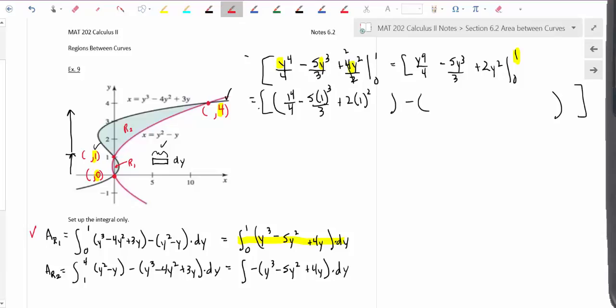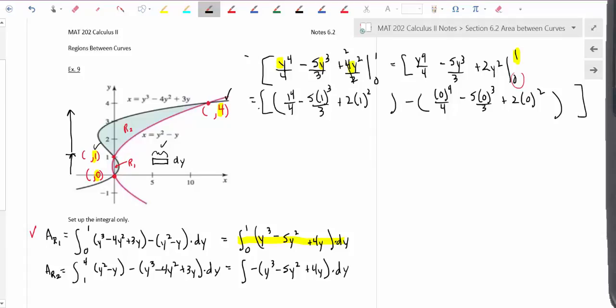Now we're going to plug in 0, which I love when I see a 0 there. That'll help us out tremendously. So plug that in. So we're going to have 0 to the fourth over 4 minus 5 times 0 to the third over 3 plus 2 times 0 to the second. So that's the arithmetic that we then need to work out.